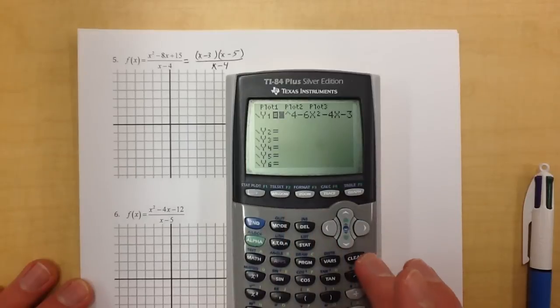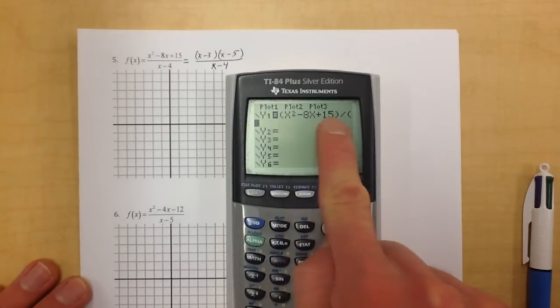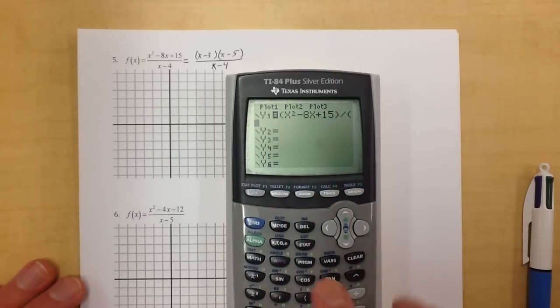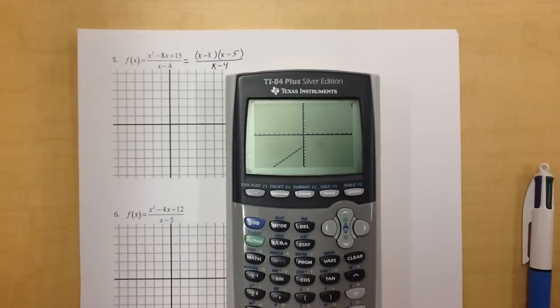So I'm going to use a graphing calculator. X squared minus 8x plus 15 divided by, make sure you put it in parentheses if you're using your calculator. Please put that numerator in parentheses. Put the entire denominator in parentheses as well. And we're going to press graph. Wow. That one's crazy, isn't it? That one is quite crazy.